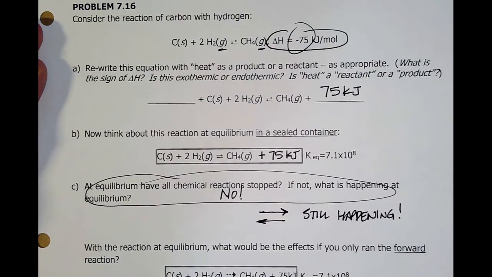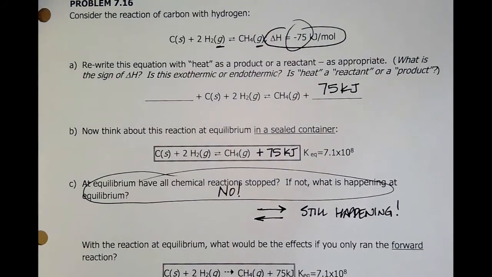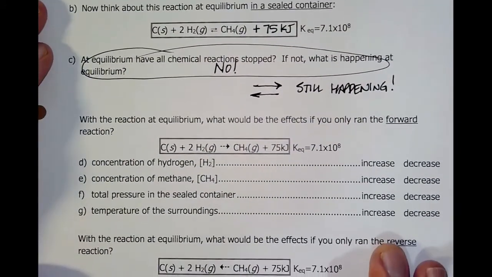So what I want to do is think about, okay, what happens when we run the forward reaction? What happens when we run the reverse reaction? We're not talking about disturbing equilibrium. We're just taking a step back and saying, well, what happens when I run those two different reactions?